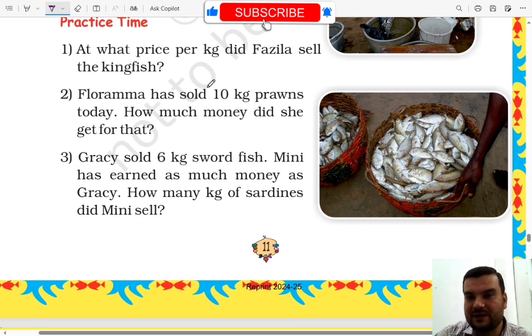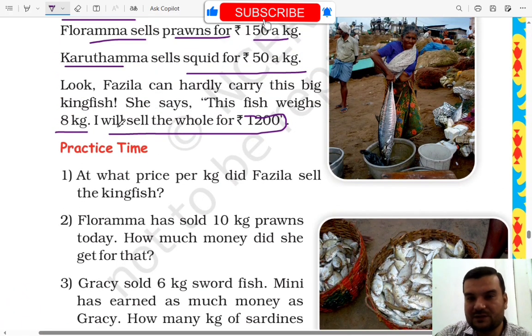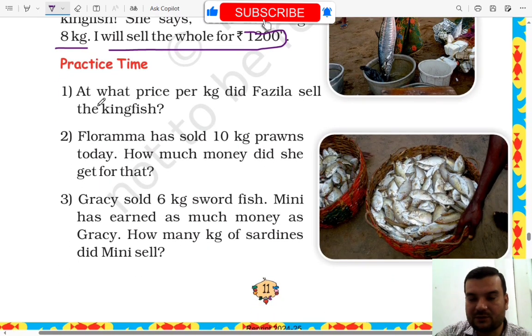Practice time. At what price per kg did Fazila sell the kingfish? This is a kingfish of 8 kg, and she is selling it for 1200. So the question is, at what price per kg did Fazila sell? So what you have to do is 1200 divided by 8. Okay, so you have to do it. What will be the answer?